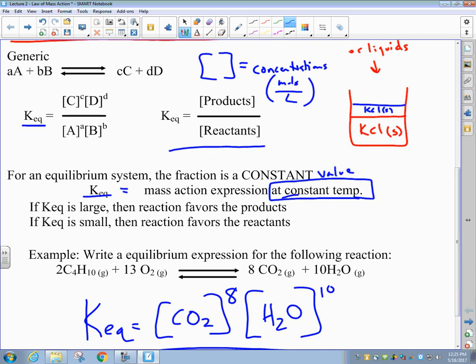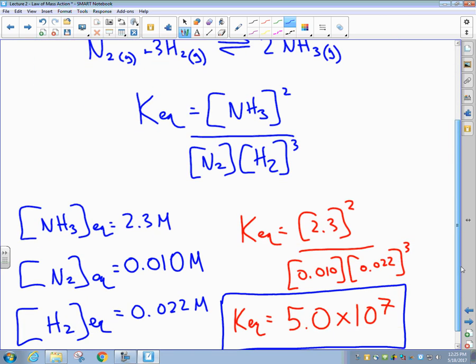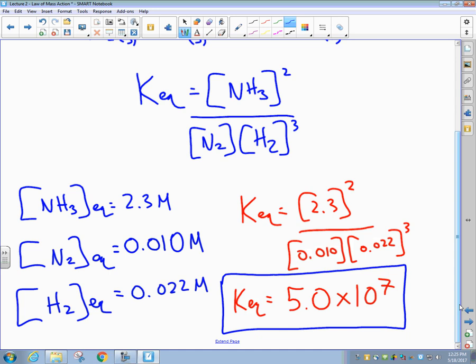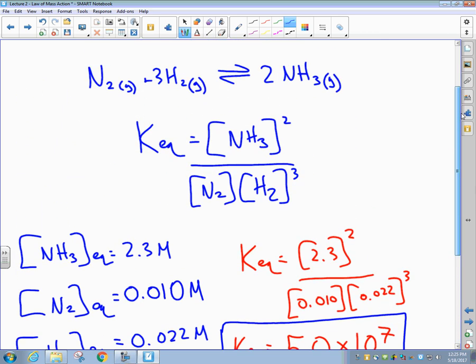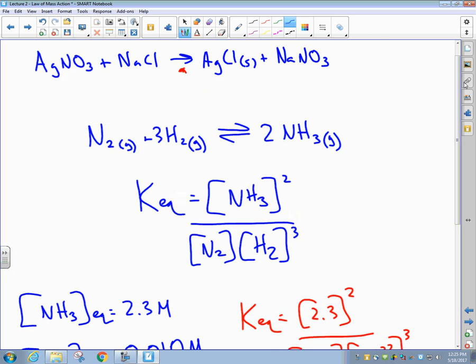If KEQ is large, it favors the products. If KEQ is small, then the reaction favors the reactants. So we have a KEQ value of 5.0 times 10 to the 7th. That tells us that we favor our products in this chemical equilibrium. Another way of saying that is that in this equilibrium, the majority of the material is going to be found on this side of the equation. Once it establishes equilibrium in your closed container, you're going to have very little nitrogen gas and hydrogen gas left in that container.